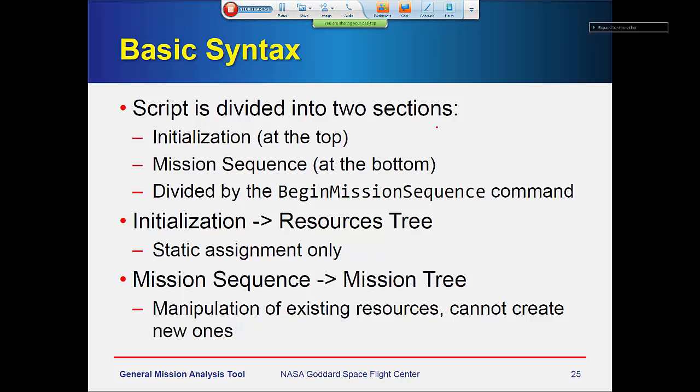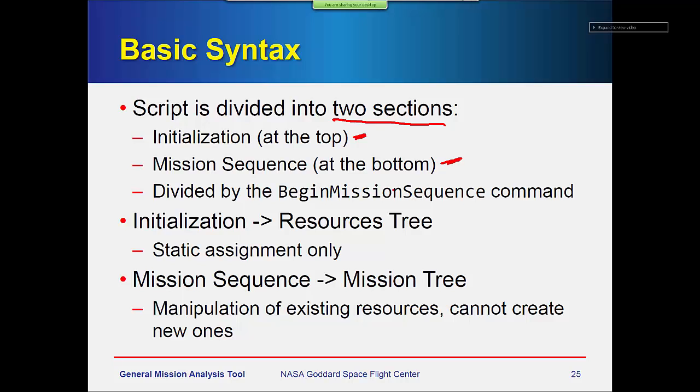So one thing that's different from other sorts of scripting is we're divided into 2 sections. Because we're using the scripting to map directly to the graphical interface, we have this concept of initialization, the resources tree, and the mission sequence, which is sequential. So the script we've divided into 2 sections, an initialization part and a mission sequence part. And the dividing line between those two is this begin mission sequence command.